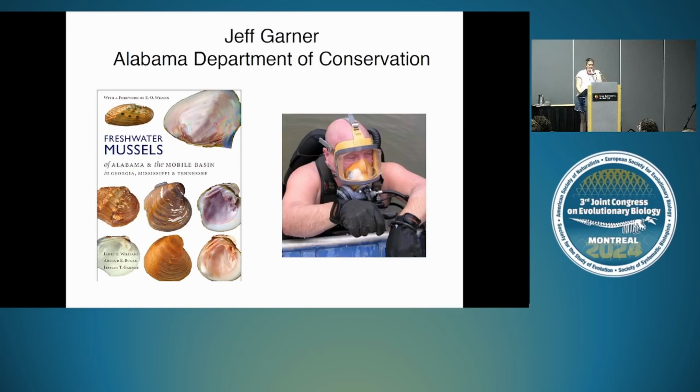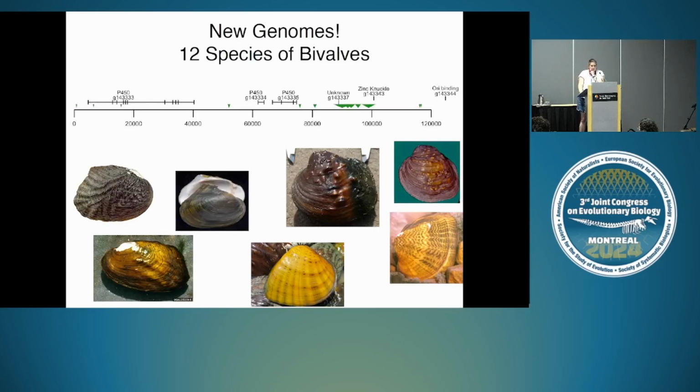So when I got my faculty position and I got my startup, you get to blow it on any crazy idea you have. So I contacted Jeff Garner at the Alabama Department of Conservation. He's one of the world's experts on freshwater mussels and the co-author of this beautiful book. He shipped us freshwater mussels, and we did what we do. We threw them in the blender. We got DNA out of them. We got RNA out of them.